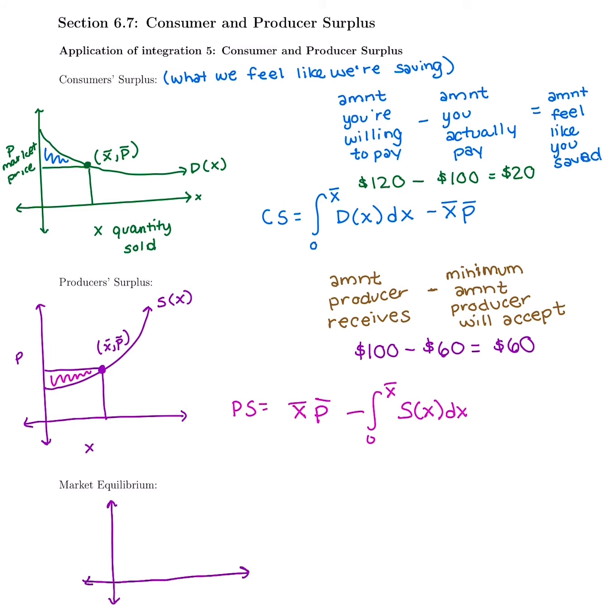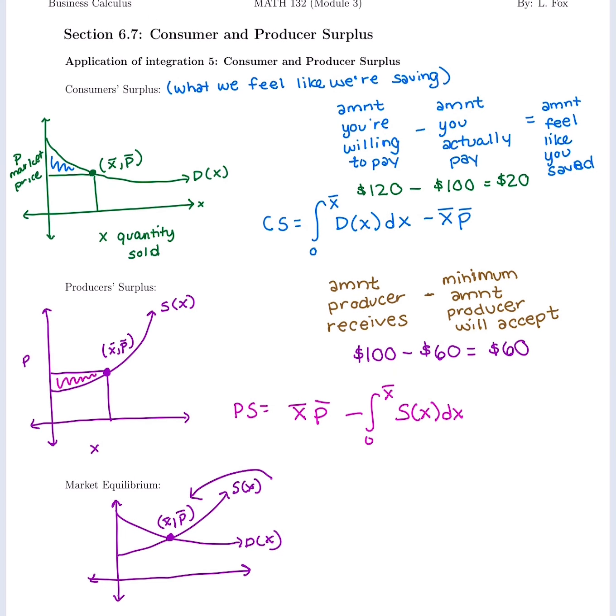But the last thing we need to figure out is, where does this market equilibrium come from? So it comes from finding where a demand function intersects with a supply function. That's where that X bar, P bar comes from, is where they intersect. So graphically we can see how they would intersect here, and we would call this point market equilibrium.